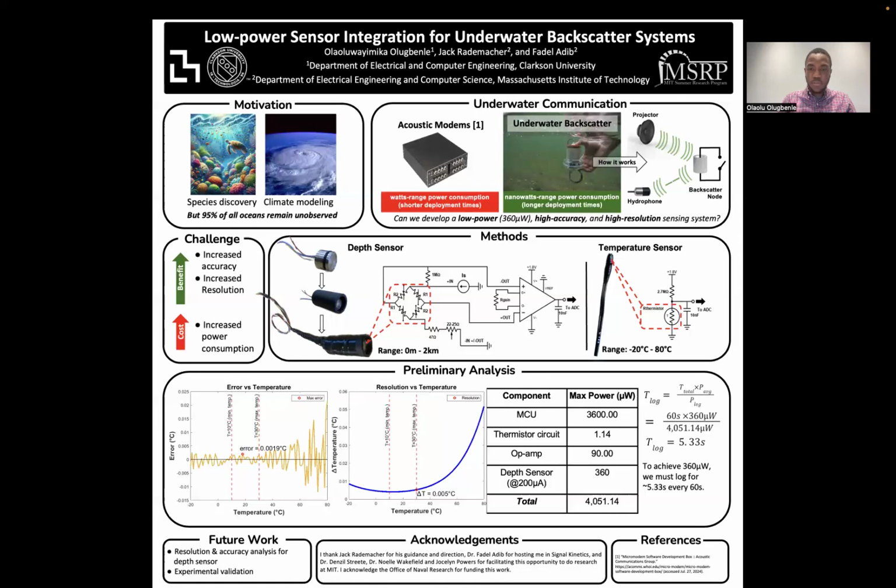In addition, we recognize that the maximum power consumed for our device is around 4,000 microwatts, when our target is only 360 microwatts. This proves to be challenging. But one way we can overcome this is by duty cycling our microcontroller, where we turn it off and we turn it on to log data and consume the 4,000 microwatts, so that its average power consumed comes down to our target of 360 microwatts.